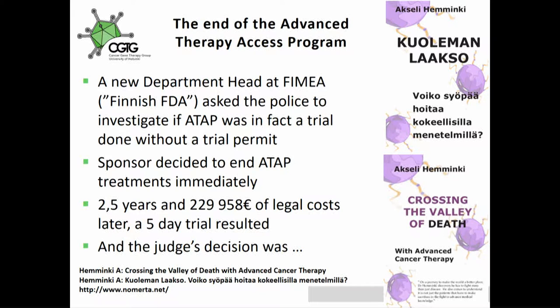And then, when the head of a department at FIMEA asked the police to investigate, the police, you know, they don't think they're smarter than the Finnish FDA, so they investigate, and then it goes to the prosecutor, and then it goes to the judge. So this whole process took 2.5 years and 230,000 euros of legal costs, and there was a 5-day trial.